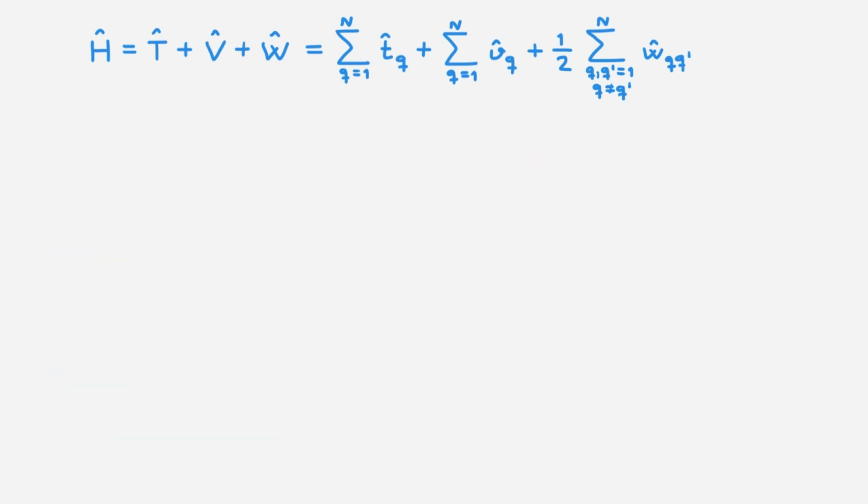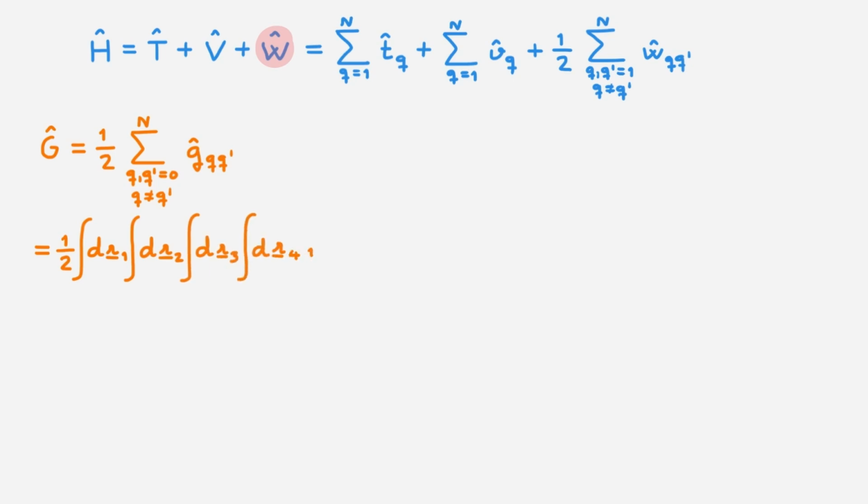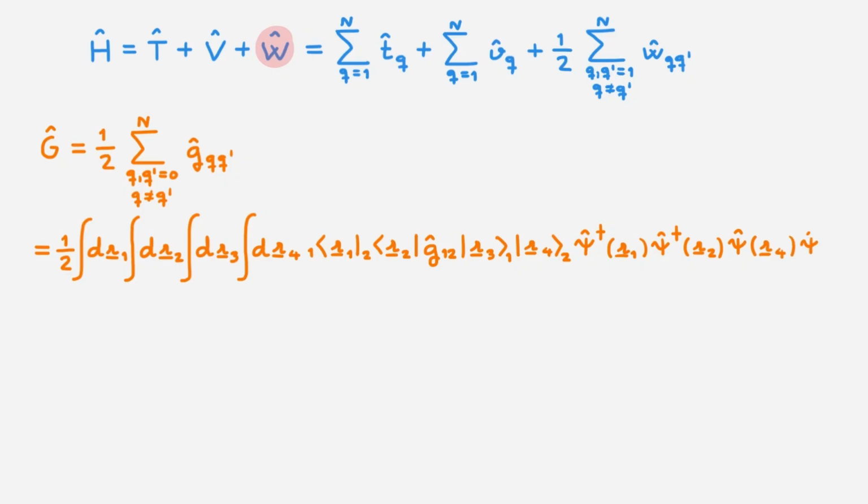Let's now move to the two-body interaction operator here. Remember from the corresponding videos that we can write a general two-body operator G as a symmetric sum over two particle operators. In terms of field operators, these two particle operators take this very long form involving four integrals over the matrix elements and the product of two creation operators and two annihilation operators.